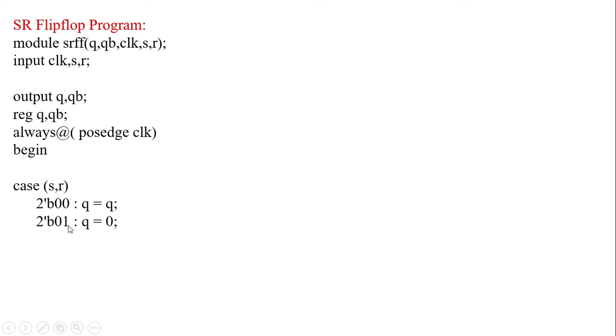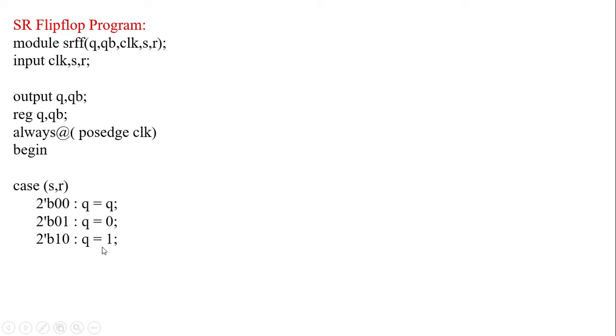So what is the meaning of reset? It resets the main output. So the output goes to 0. So that is the reason Q equals 0 here. Next combination 1 0, that is S is 1, R is 0. In that case Q is assigned to 1 because S is 1.